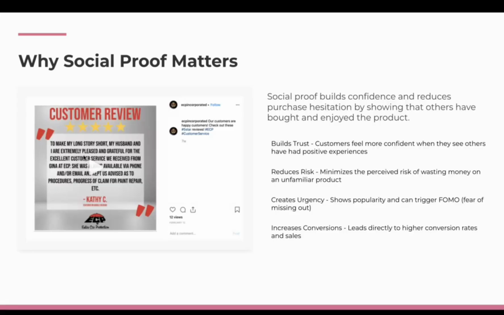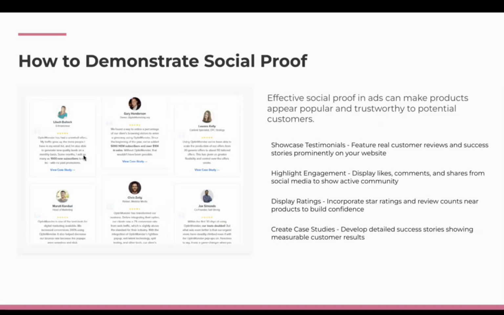So again, social proof is important because it builds trust, it reduces risk, and it creates urgency. Showing popularity can really trigger that FOMO, which is fear of missing out, and it increases conversions, which leads directly to higher conversion rates in sales. Now, how can social proof be demonstrated in advertising?